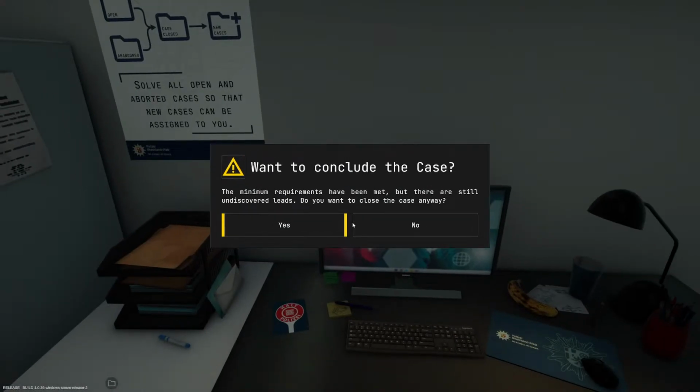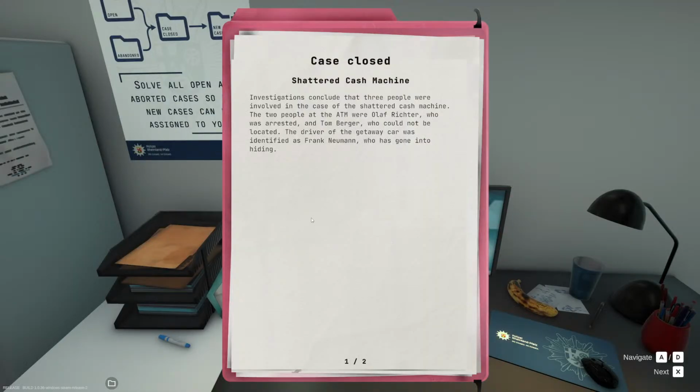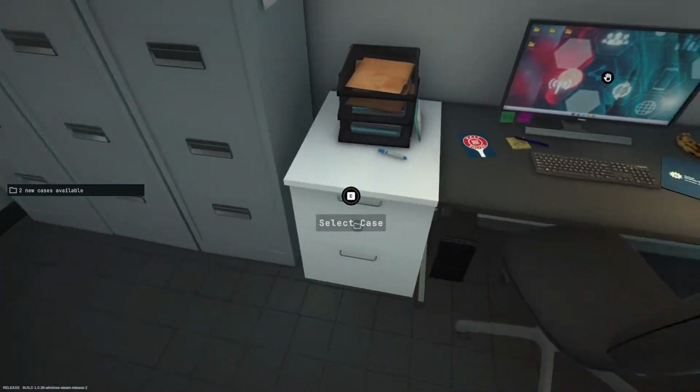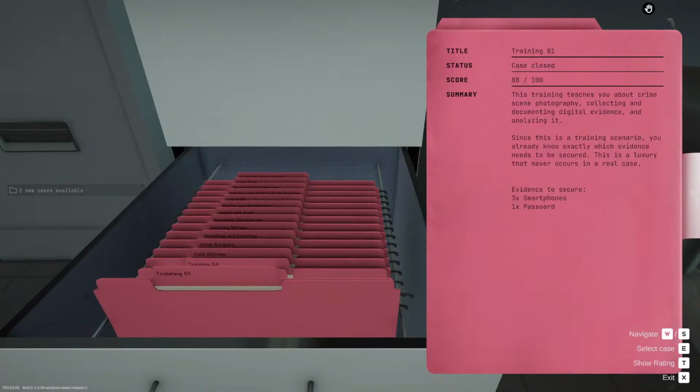Alright, the minimum requirements have been met, but there are still undiscovered leads. Really? Like, what did I miss? Now, let's see. I mean, we got a 95, so how much DNA analysis quality, 80. I mean, I would say 95 out of 100 is good enough. Alright, we just unlocked 2 new cases.